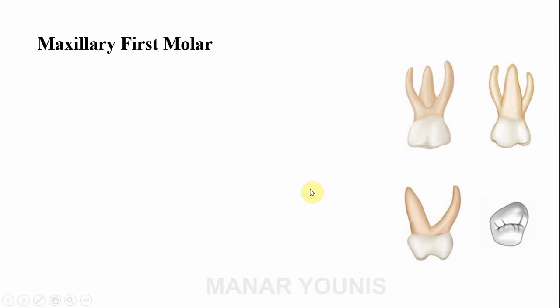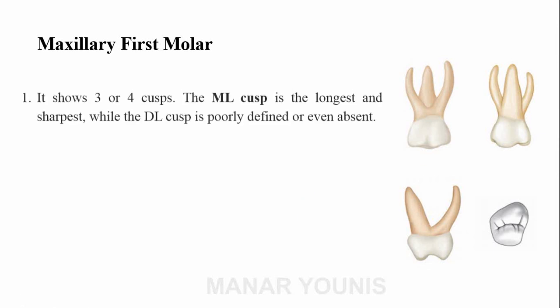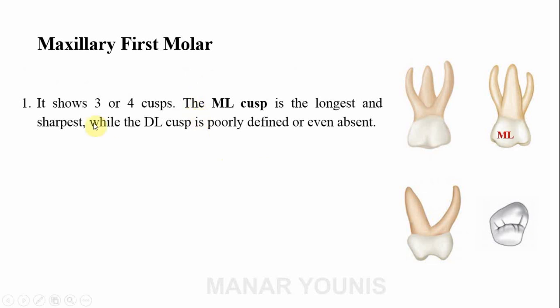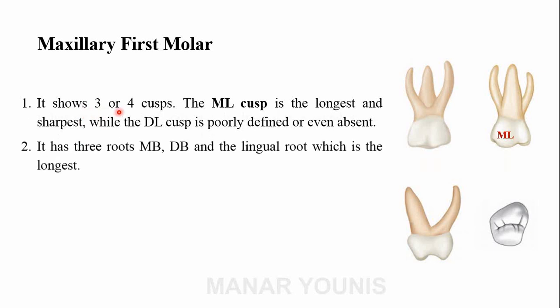Description of the primary maxillary first molar. It shows either 3 or 4 cusps, 2 buccal and 2 lingual. The mesiolingual cusp is the longest and sharpest, while the distolingual cusp is poorly defined or sometimes even absent, so it will present with 3 cusps only. It has 3 roots, just like permanent maxillary molars: mesiobuccal, distobuccal, and the lingual root, which is the longest and largest.